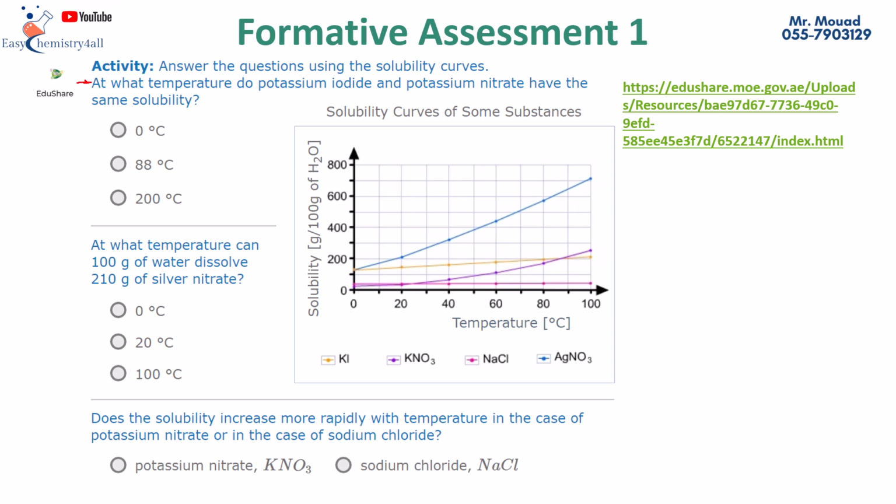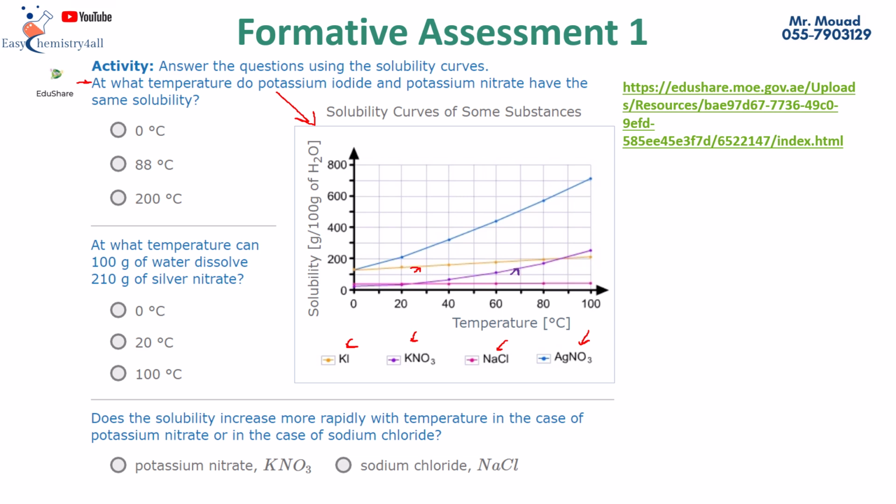At what temperature do potassium iodide and potassium nitrate have the same solubility? So the question is referring to this diagram here, which has the solubility curves of some substances like potassium iodide, potassium nitrate, sodium chloride, and silver nitrate. Alright, so where are potassium iodide and potassium nitrate? So this is potassium iodide, the orange one. Alright, and potassium nitrate is the purple one here.